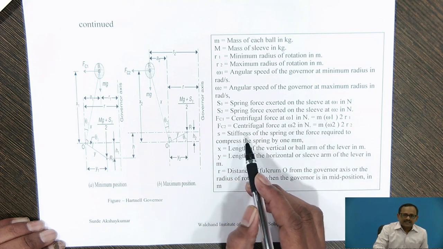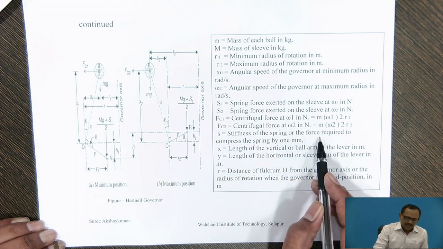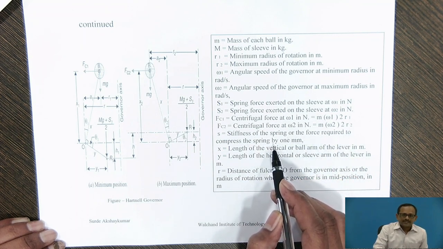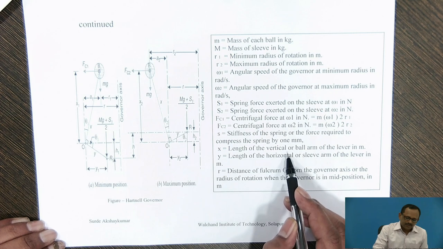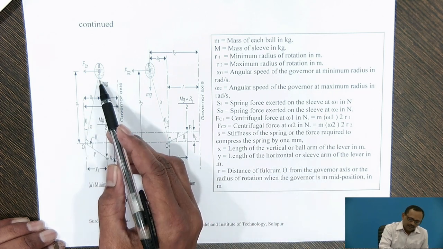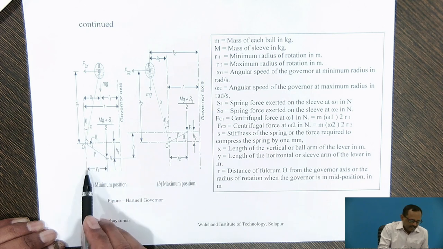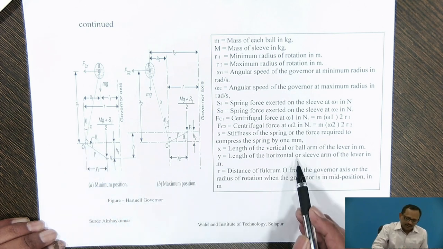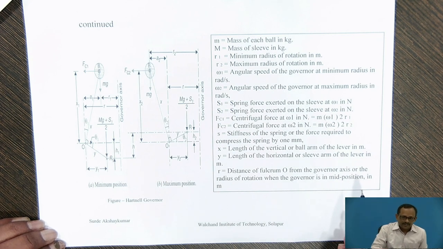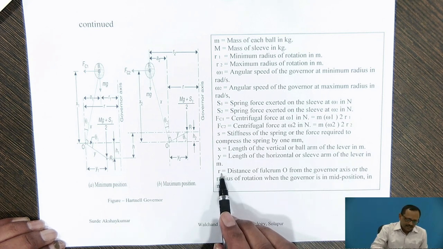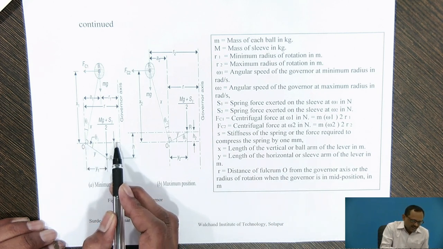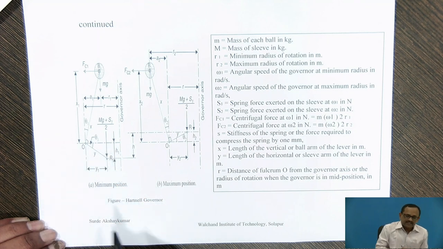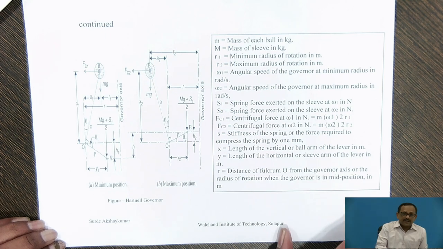Small letter s represents the stiffness of the spring, or the force required to compress the spring by 1 mm. X is the length of the vertical arm or ball arm of the lever and Y is the length of the horizontal or sleeve arm of the lever in meters. R is the distance of the fulcrum O from the axis of the governor, or the radius of rotation of the governor in mid position, in meters.